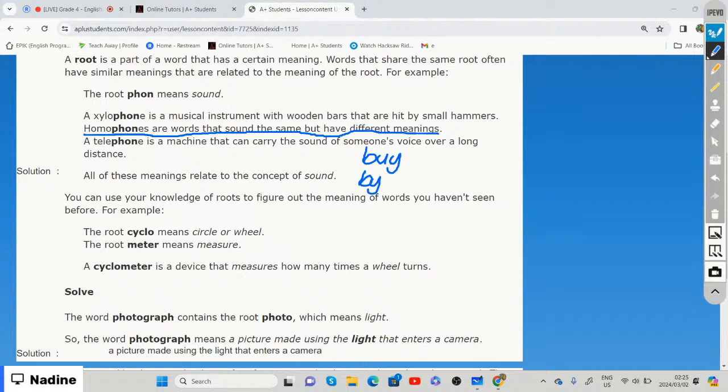We are sitting by the tree. And then we have another word, bye, spelled BYE. This bye means short for goodbye, right? So that is what it means when I said buy, by, and bye. All three of these words sound the same, but the spelling of the words is different, as well as the meanings.